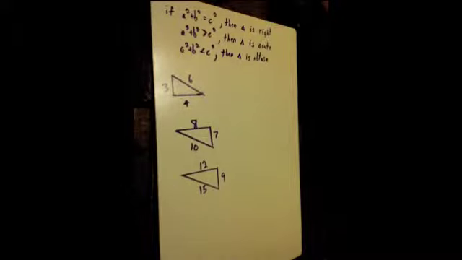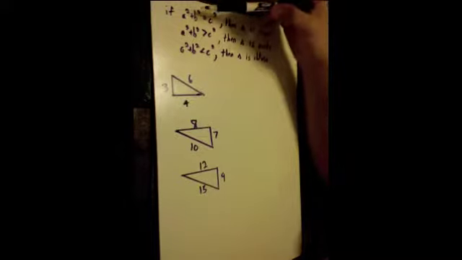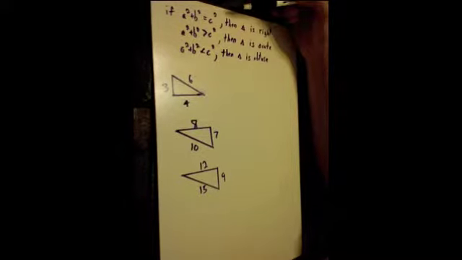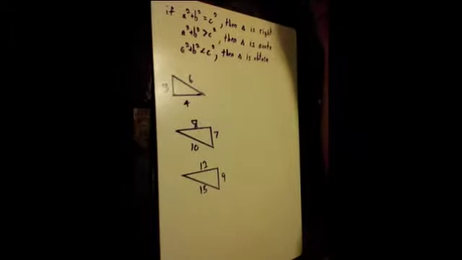How to use the converse of the Pythagorean theorem. The Pythagorean theorem says that in a right triangle, the sum of the squares of the legs equals the square of the hypotenuse, or a squared plus b squared equals c squared. And c, the hypotenuse, is the longest side.